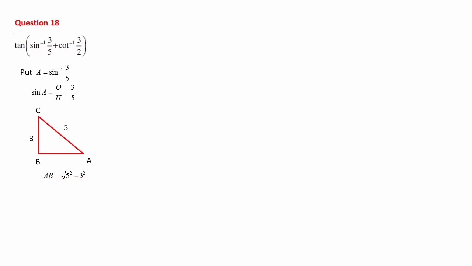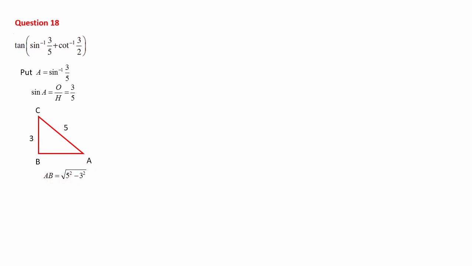Pythagoras theorem, once again I will tell: hypotenuse square, that is AC square, is equal to AB square plus BC square. If you want to calculate the hypotenuse, take the root of the sum of squares of the other two sides. If you want to calculate any other side, take the root of hypotenuse square minus the given side square. Here AB is the required side, and the longest side is 5. So AB is the square root of 5 square minus 3 square.